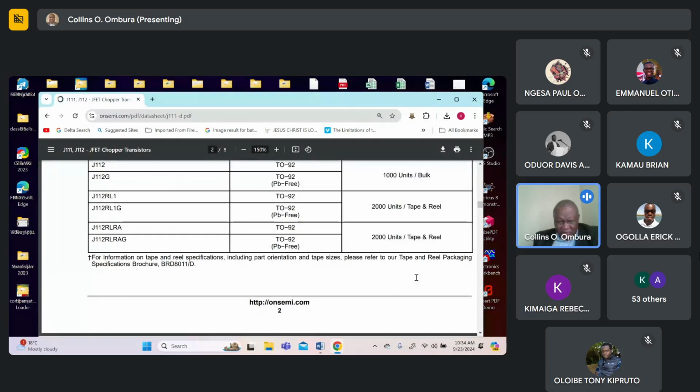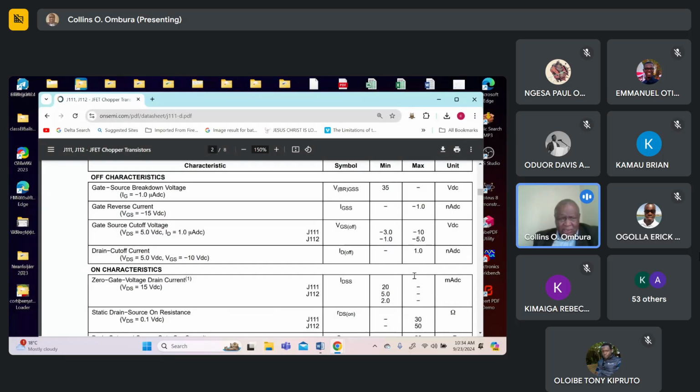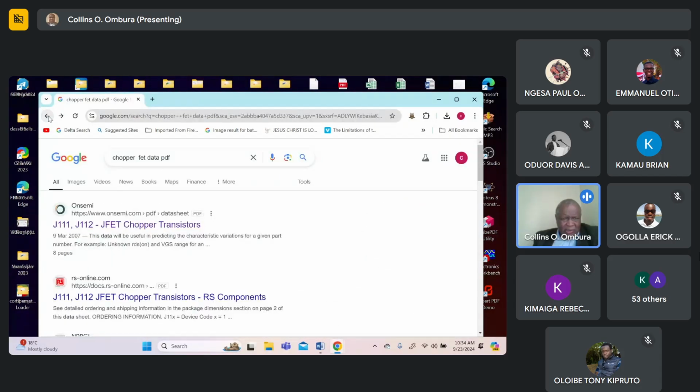This one doesn't give a lot of information. There's a lot of data about it, but this is not the one I was looking for. This one is very new.